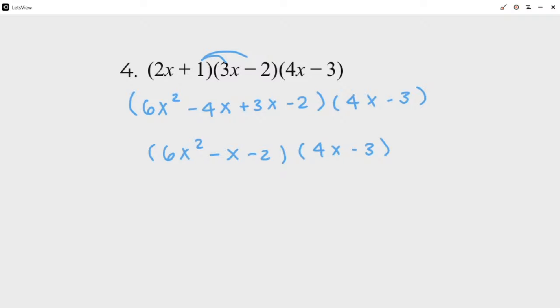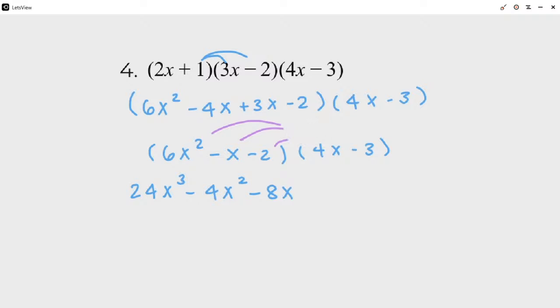So from here, you can distribute the first part, which is the 6x squared minus x minus 2, to the second part, which is the 4x minus 3. Or you can distribute the 4x minus 3 to everything in the first part. Hopefully that makes sense. So I'm going to choose to distribute this way, just because it's not as many steps, I guess. So that would be 24x to the third minus 4x squared minus 8x.